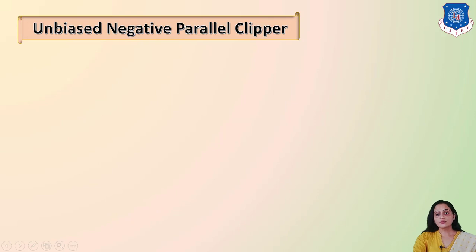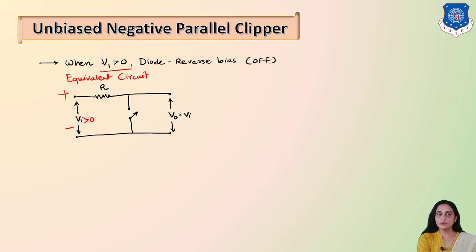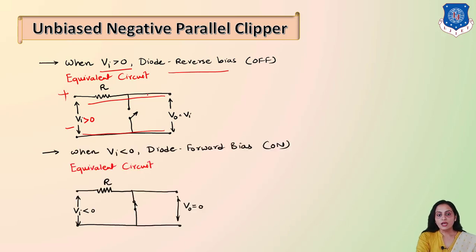Now the same analysis we will see in detail with the equivalent circuit. During the positive half cycle we have seen the diode is off, reverse bias, and the equivalent circuit is like this, output voltage is equal to the input voltage. When there is a negative half cycle, the input polarity is minus plus, and due to that the diode is in forward bias, so it is shown with the switch closed, and the two output terminals are being shorted by the diode, and for the shorted terminal, output voltage is equal to 0.